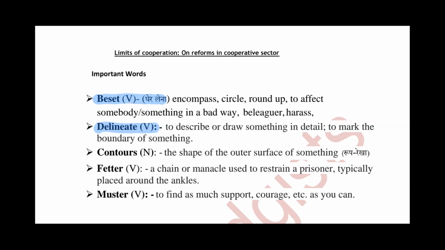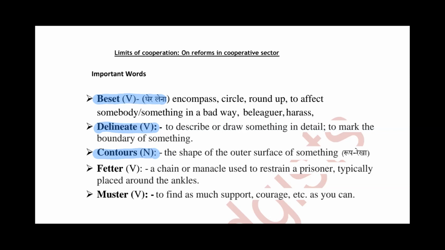Then the third word is contours. Contour is a noun. It means the shape of the outer surface of something. रूपरेखा. मतलब outline करना. So the synonyms are outline, shape, form, and the antonyms are core, content, center.